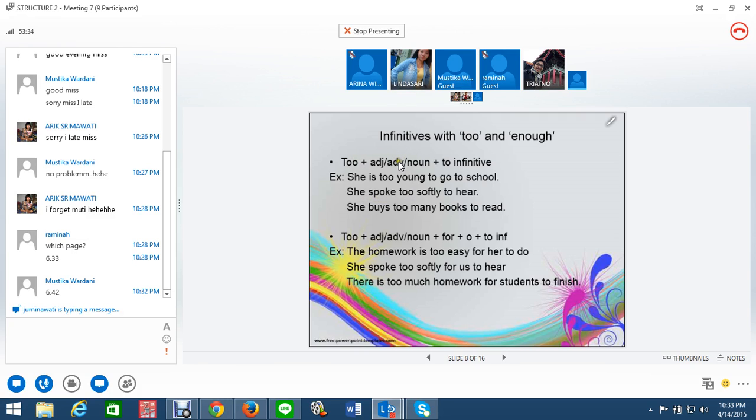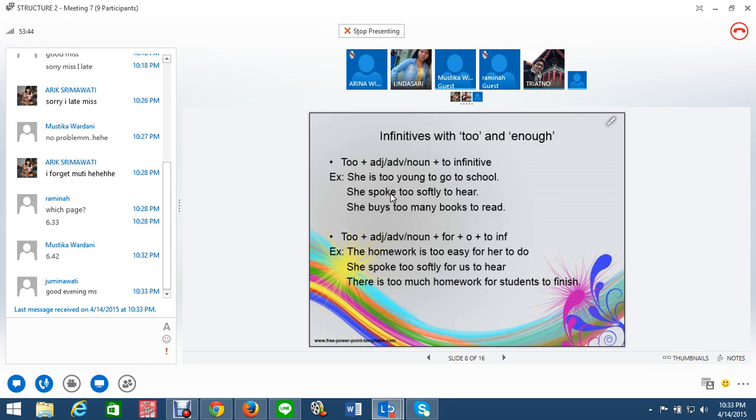And the second is too plus adverb plus to infinitive. She spoke too softly to hear. She as a subject, spoke as a verb.